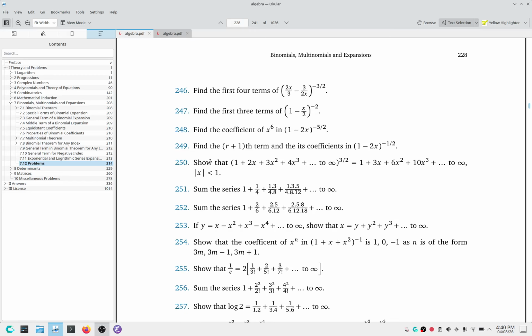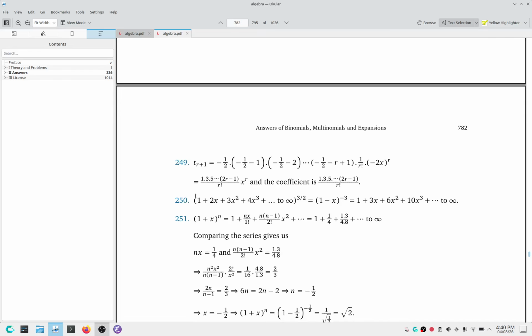Now we come to the last problem of this set. Show that (1 plus 2x plus 3x square plus 4x cube up to infinity) to the power 3 upon 2 is equal to 1 plus 3x plus 6x square plus 10x cube up to infinity, where mod x is less than 1. So 1 plus 2x plus 3x square plus 4x cube up to infinity, to the power 3 by 2, is equal to (1 minus x) to the power minus 3.